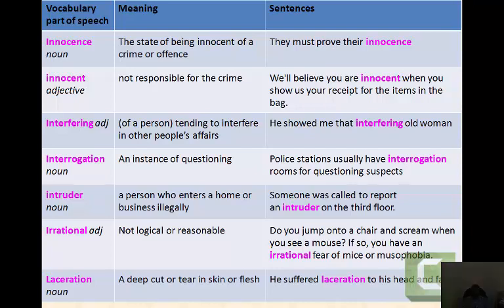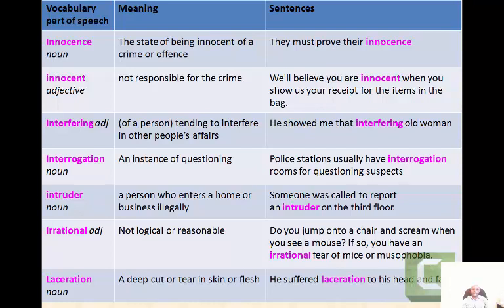Interrogation, noun. This means an instance of questioning. Example, police stations usually have interrogation rooms for questioning suspects. Intruder, noun. This is a person who enters a home or business illegally. Example, someone called to report an intruder on the 3rd floor.